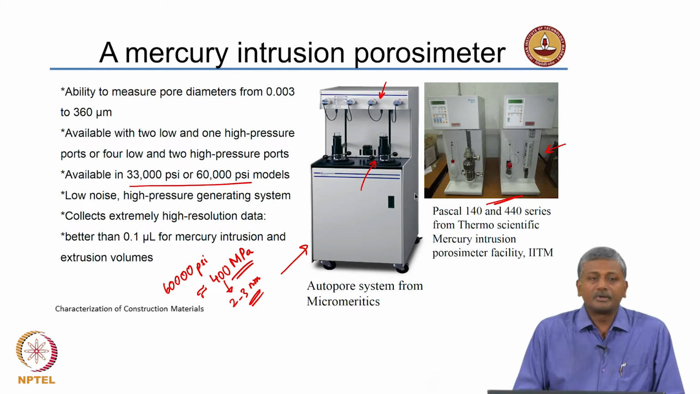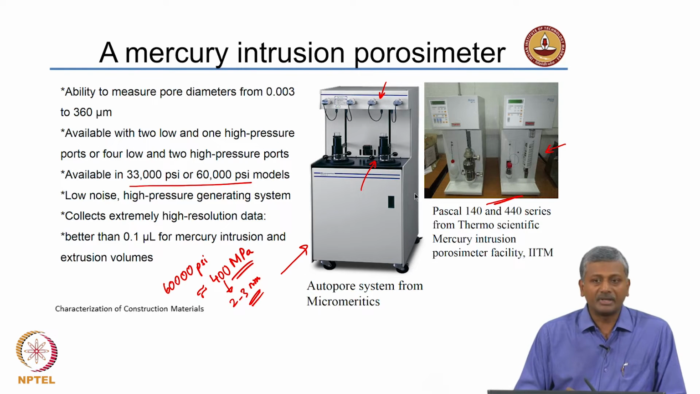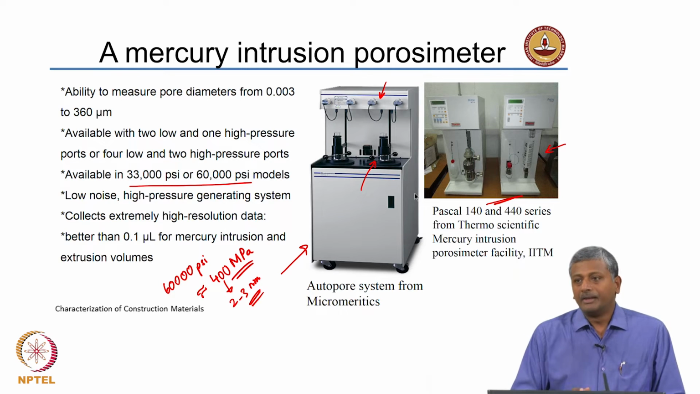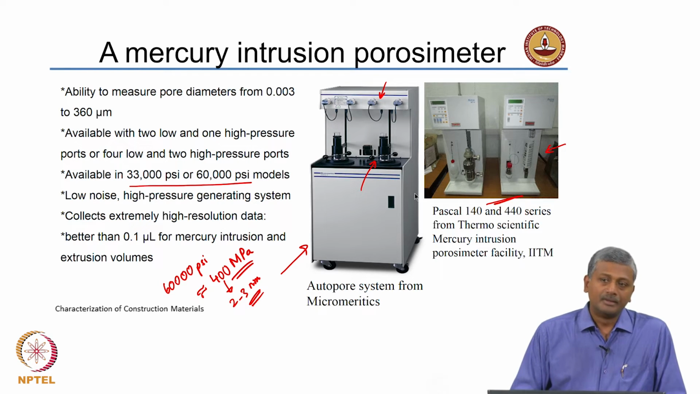Most mercury intrusion porosimetry equipment have two chambers. One is a low pressure chamber, the other is a high pressure chamber. The low pressure chamber is where we intrude the mercury into the larger pores of the porous material, up to atmospheric pressure. We pressurize up to atmospheric pressure and make the mercury enter the larger pores. In the high pressure chamber, we go above atmospheric pressure, in some cases as high as 400 megapascals, and that corresponds to a pore size of about 2 to 3 nanometers.